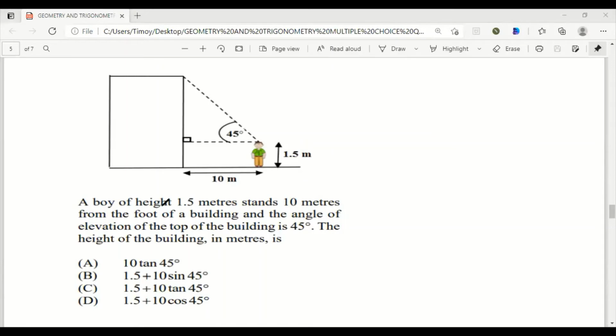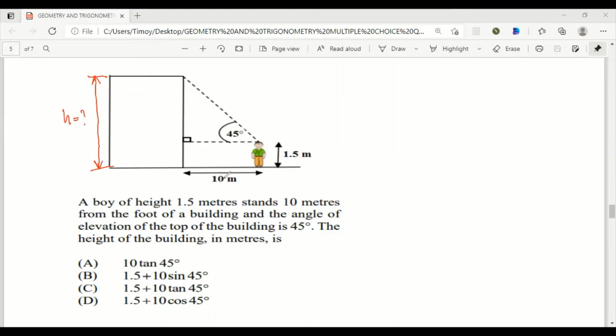A boy of height 1.5 meters stands 10 meters from the foot of a building, and the angle of elevation to the top of the building is 45 degrees. The height of the building in meters is, what do we want to find? We want to find the distance from here to here, which is the height of the building, right? We're going to call that distance h. So that's what we want to find, right?